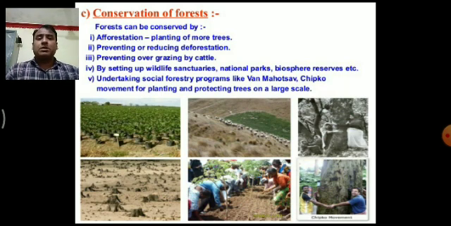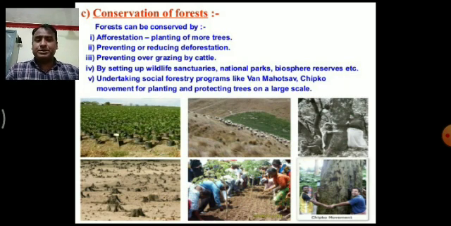First, conservation of forest. Forest can be conserved by afforestation, planting more trees, preventing or reducing deforestation, meaning preventing cutting of trees, preventing overgrazing by cattle, by setting up wildlife sanctuaries, or simply we can say conserving an area for the protection of the biodiversity, for the protection of animals and plants.